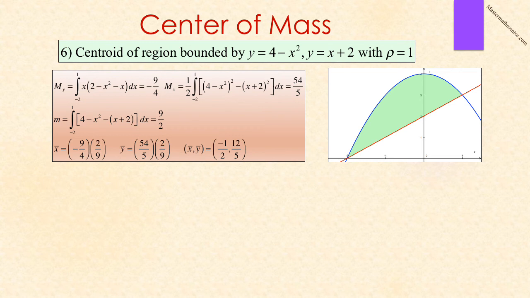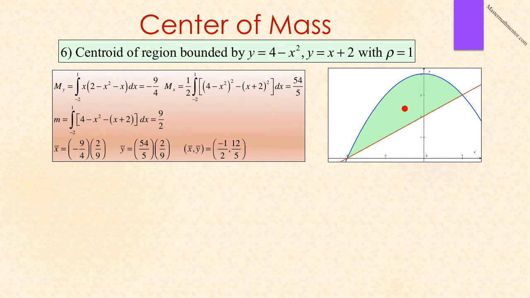M sub y equals the integral from -2 to 1 of x times 4 minus x squared minus the quantity x plus 2, which is 2 minus x squared minus x, dx. And that gives -9/4. M sub x is equal to 1/2 the integral from -2 to 1 of 4 minus x squared, squared, minus x plus 2 quantity squared dx, and that is 54/5. And finally, little m is equal to the integral from -2 to 1 of 4 minus x squared minus the quantity x plus 2 dx, and that gives 9/2.